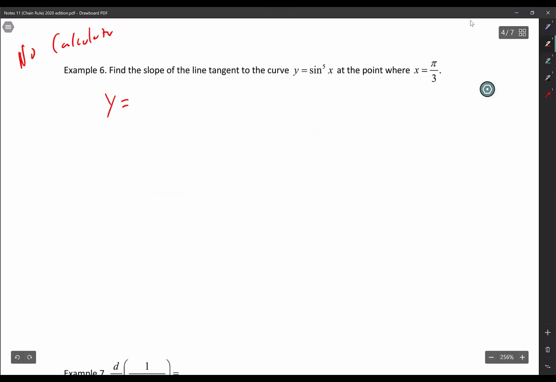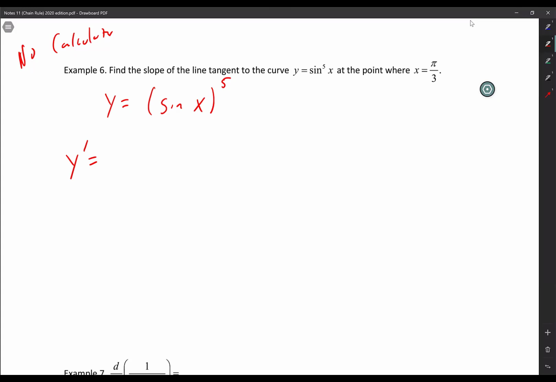Before you do that, you're right, derivative. Rewrite it. That sine to the fifth power x is the same thing as this. So now look at what's on the inside and what's on the outside. The sine x is on the inside. Does that make sense to everyone? So here we go, an expression to the power 5. Derivative.